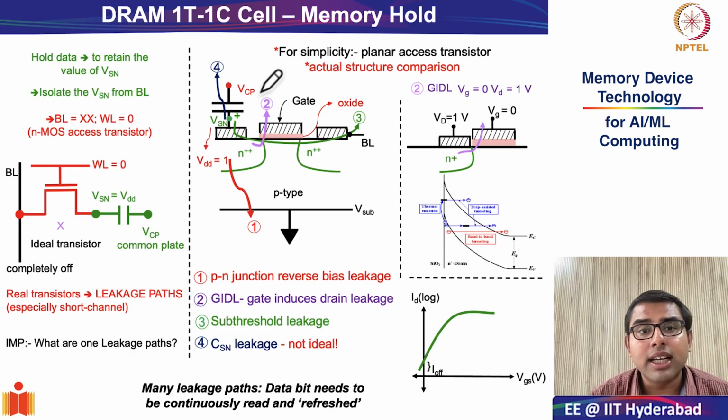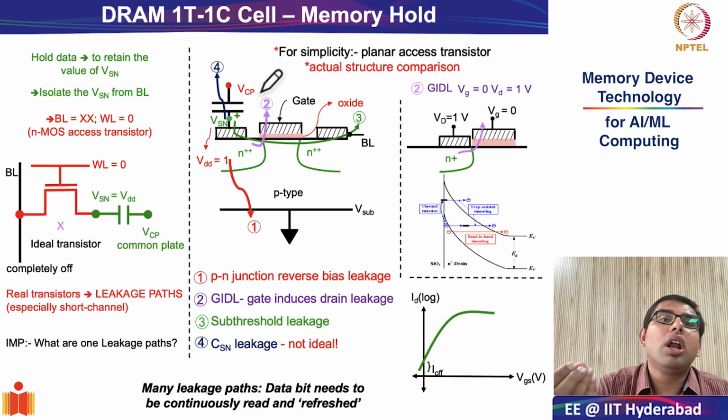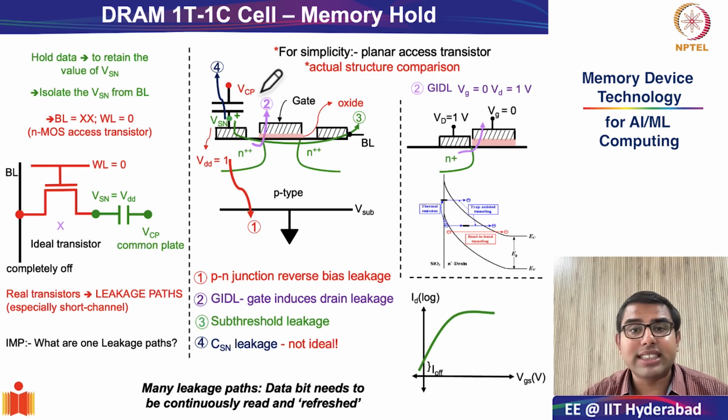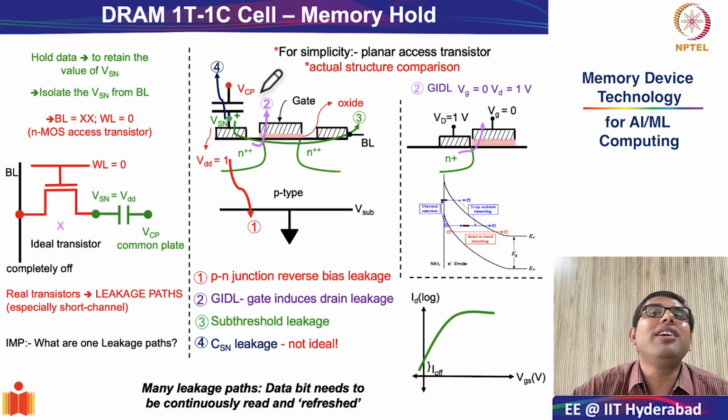Because there are a significant number of leakage mechanisms in the DRAM device, the charge that was stored on the storage node starts decaying over time. As a result, it becomes imperative to keep refreshing the data. So an interesting question would be, how often do you have to refresh the DRAM cell, and what is the mechanism for this refresh?